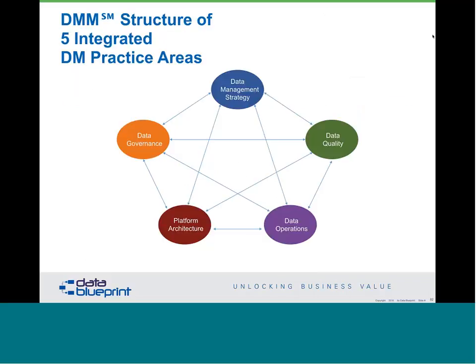So what you're seeing here on the DMM is that there's no point in having governance. There's no point in doing architecture pieces. There's no point in doing data operations. And there's no point in attempting to improve the quality of the data in the organization if you don't have some guidance that says what is going to pull it all together. So the data management strategy is key in the DMM structure, being one of the 5 components that we put in there. We also put in there additional support practices from the organization.